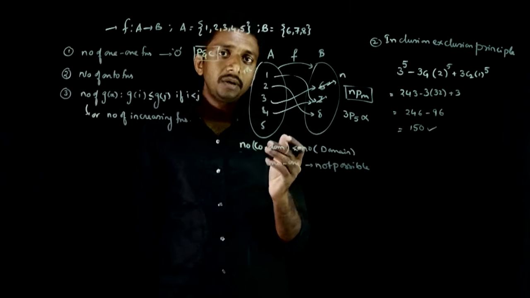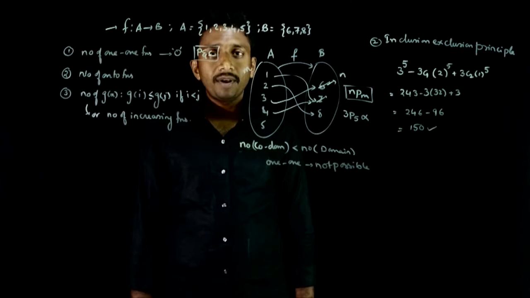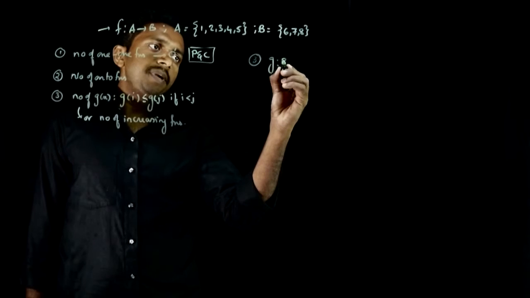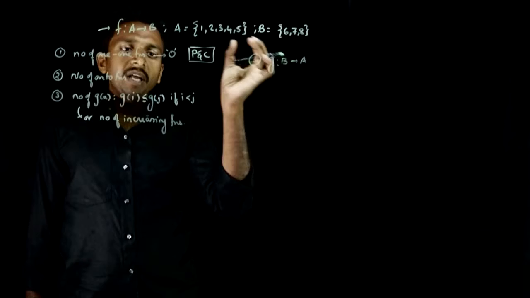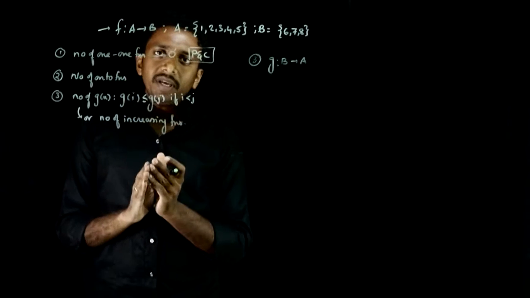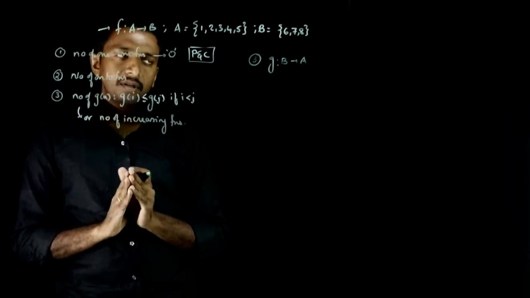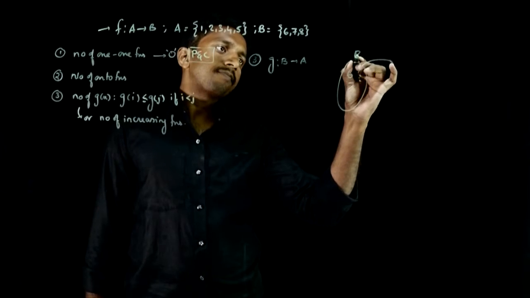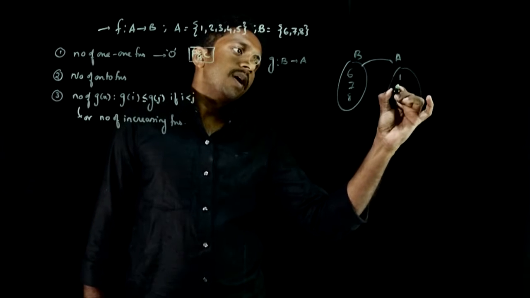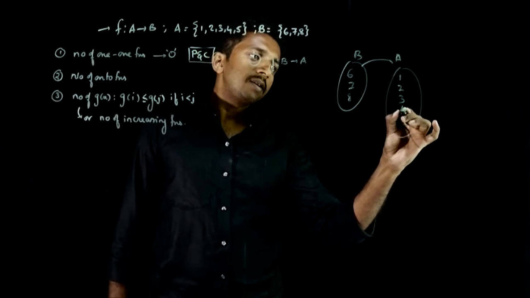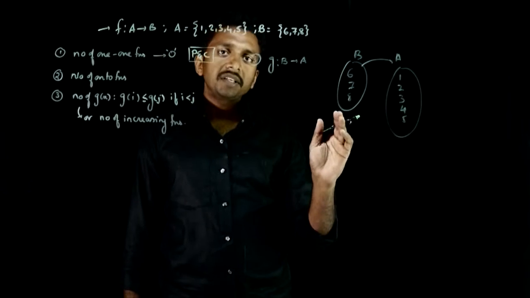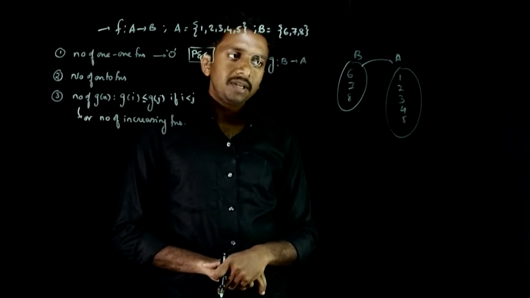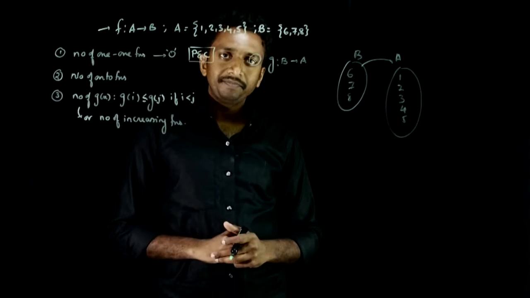ठीक है, 1 functions तो 0 है, onto functions are 150. So आपको थर्ड पार्ट में दिया है g is a function from B to A, and g should be a non-decreasing function, ठीक है। So B का मतलब है 6, 7, 8 से लेके 1, 2, 3, 4, 5 तक function define हो रहे हैं। g is a function defined from B to A and this function has to be a non-decreasing function, ठीक है, or just simply an increasing function.